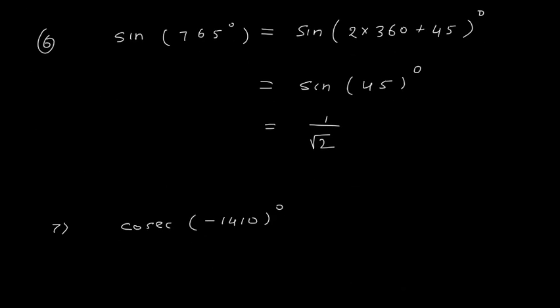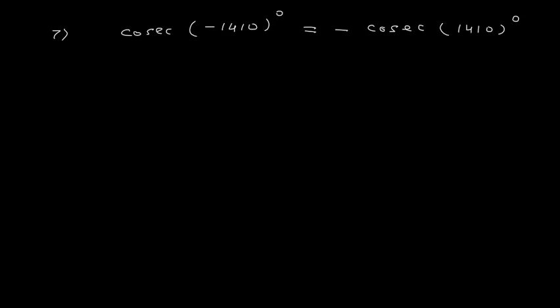So for sine minus theta we have seen that it is equal to minus sine theta. Similarly cosec minus theta will be minus cosec theta, that is 1410 degree. Now here again we will divide this 1410 by 360. So 360 into 3: 3 times 6 is 18, 3 times 3 is 9, plus 1 is 10, I will get 1080.